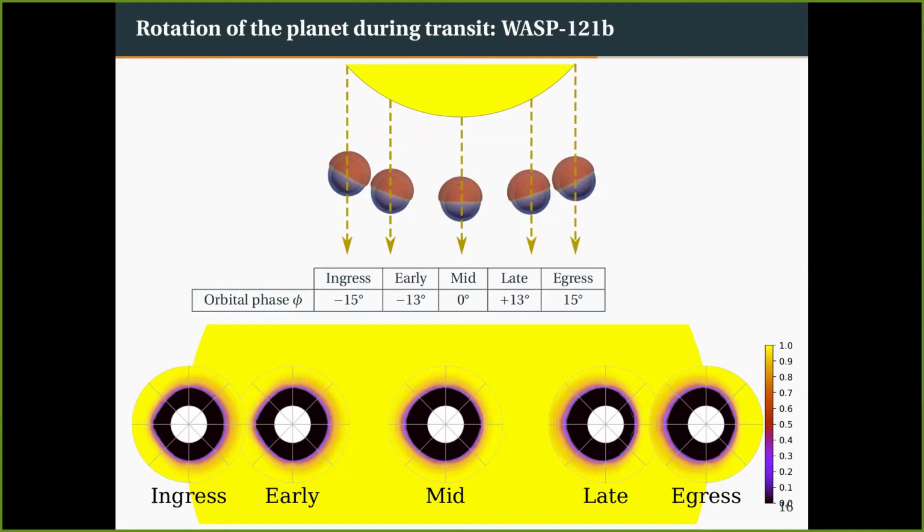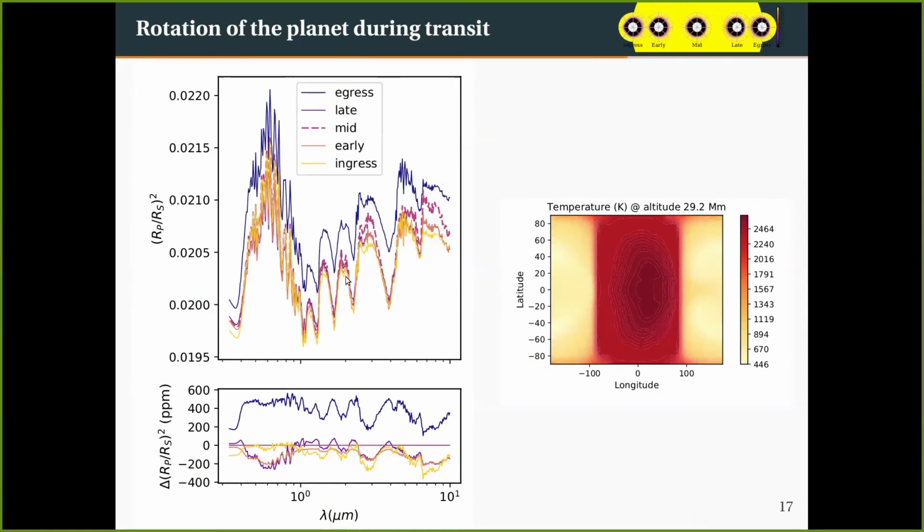What we will do here is that for the ingress and egress, we will only select the transmittance that is in front of the star. Basically, we'll just ignore the part of the planet that is outside the star. And we normalize it so that we can compare the transmission spectra. So we can produce something like this. We have here the transmission spectra for these specific phases of the transit, with their differences to the mid-transit at the bottom.